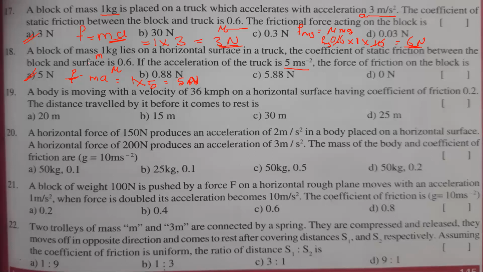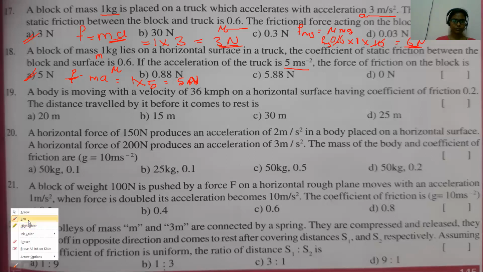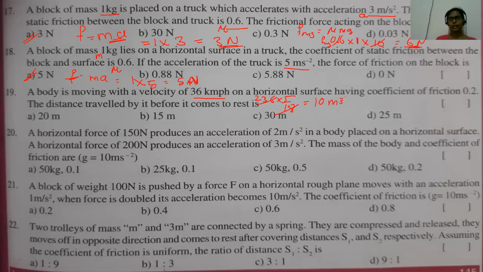Next question. See children here, a body of mass moving at 36 kilometers per hour on a horizontal surface having a coefficient of friction of 0.2, travels a distance before it comes to rest, they have given. Right children, this is the given data. From this, see, the velocity is given in kilometers per hour, so convert this 36 into 5 by 18 to meters per second. 18 ones are 18, 18 twos are 36, so you will get 2 into 5, it is 10. Okay children, 10 meters per second will be the velocity.